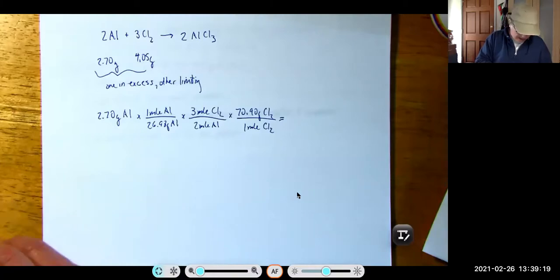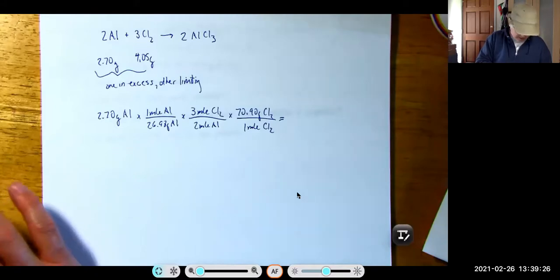Just a little FYI, when you're using your calculator, it works a lot better when you turn it on.